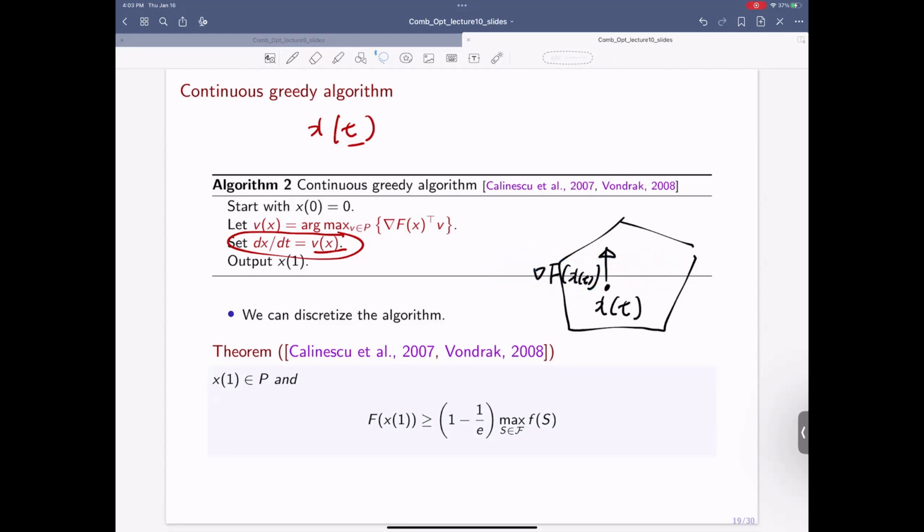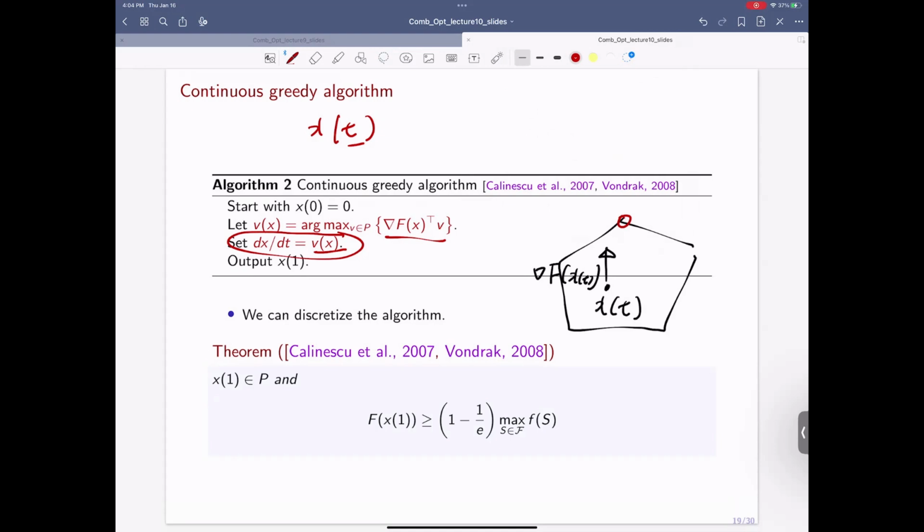Again, I have my current solution at time t given here. And my question is, how do you maximize this continuous function over this polytope? So to do so, I take the gradient at this point. Then, like we do for Frank-Wolfe, for those of you who have taken my convex optimization course, you find the vertex V that maximizes this linear function defined by this gradient direction.